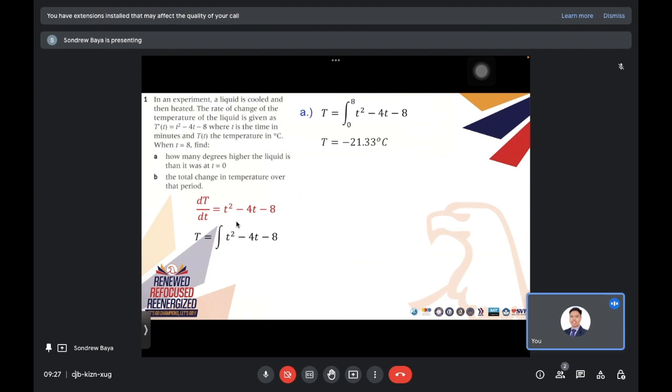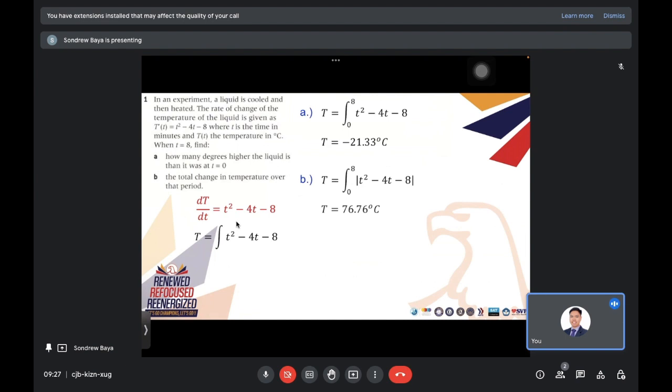This is not the total change. But if we talk about the total change in temperature over that period, then that's the time we put a parenthesis and an absolute value symbol. Now, the moment you have written this, you can use your GDC and compute, and thus we get an answer of 76.76 degrees Celsius. So that's the difference.